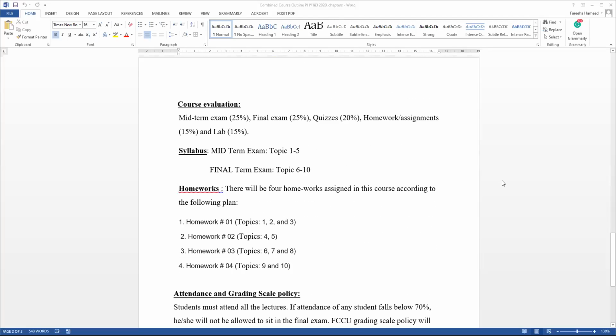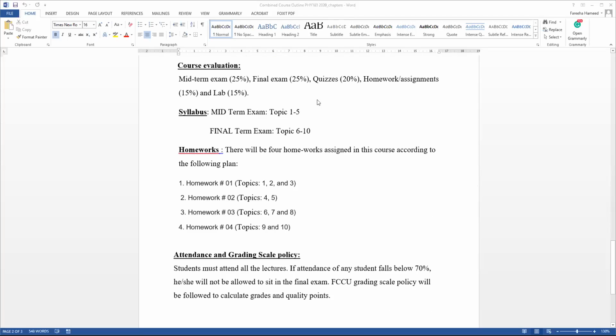So you can see these details here. The topics have been defined. Please relate them to the chapters: you see the topics for the final term exam are from topic 6 to 10, which correspond to the chapters that I've just showed you. Okay, Fareed? Does that answer your question? Okay, ma'am. Yes, ma'am.